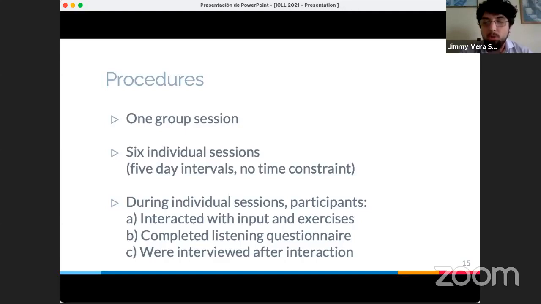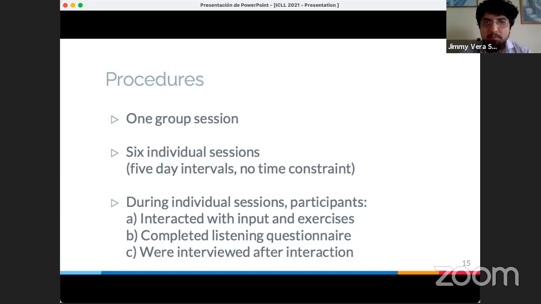They also had the freedom to start wherever they wanted, meaning they could start with the post listening, and that would be fine as well. They would interact with the platform as they saw fit. And during the 6 individual sessions, participants had to interact with the input and exercises. They had to complete a listening questionnaire associated to vocabulary. And finally, they were interviewed by one of our group members after the interaction to check how they did and to ask them information about the steps to interact with the platform, the different help options that they used, etc.